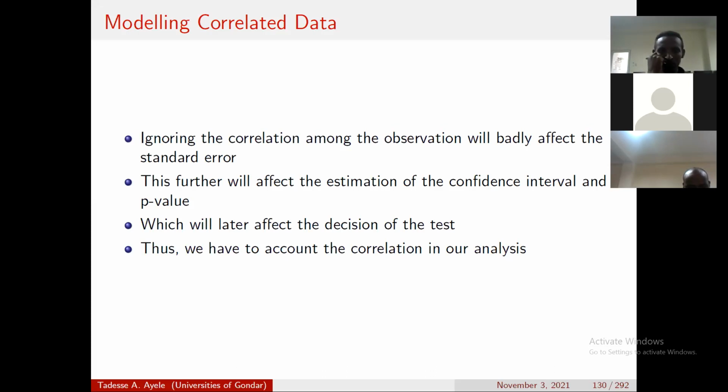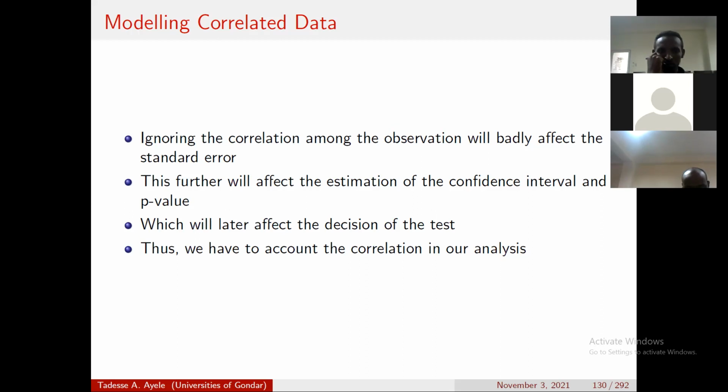This further will affect the estimation of the confidence interval as well as the p-value, which will later affect the decision of the test. So if the standard error is affected, it affects the confidence interval and p-value, and finally our decision.